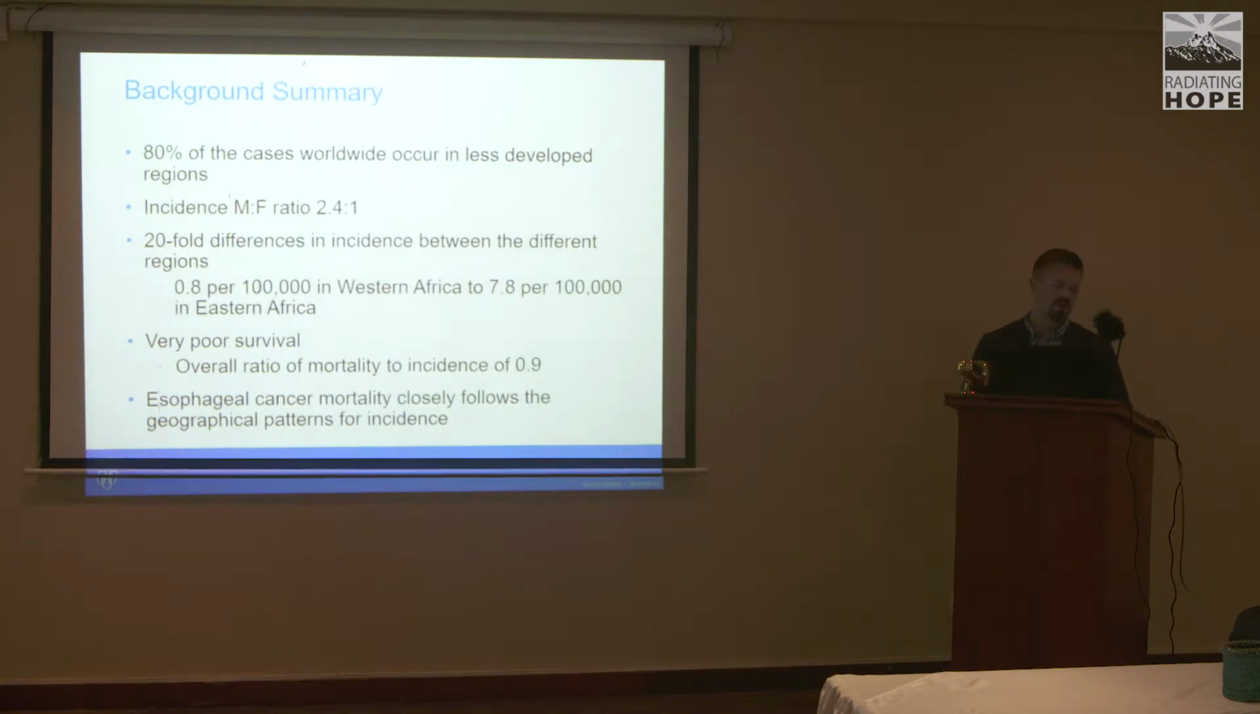So as a brief summary, 80% of all cases of esophagus cancer occur in less developed regions. There's a preponderance of male patients, about 2.4 to 1 as a ratio. There are large geographical variations of esophagus cancer, with even 20-fold differences of incidence within Africa, with less than 1 per 100,000 in Western Africa and greater than 7 per 100,000 in Eastern Africa. Survival is overall poor, and the mortality rate reaches incidence at about a 0.9 ratio.